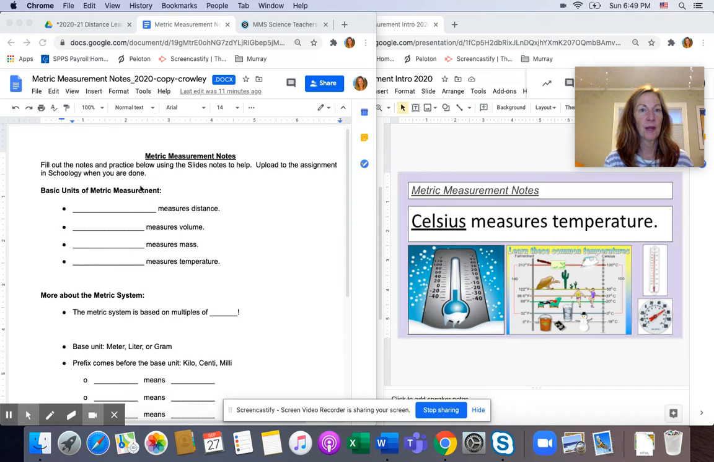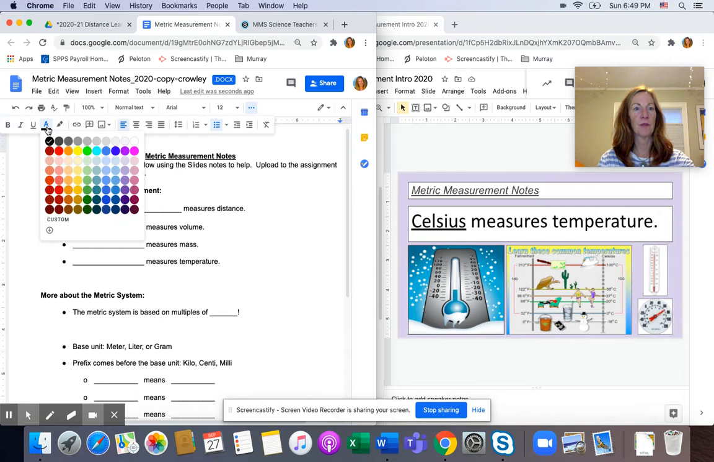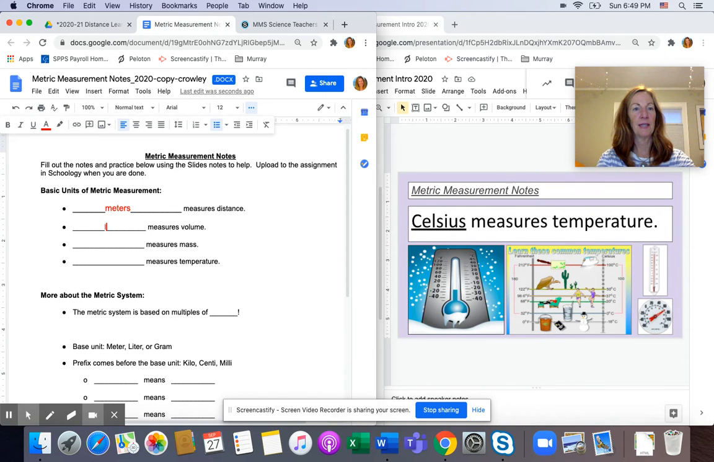So here we have, let's see, I should probably do it in color, right? So here, distance, do you remember what that is? Distance is meters. So like we have meter sticks in the classroom. So meters, volume is going to be liters. Oops, I was hoping it would just be red. Let's try it again, sorry. Liters and mass. I hope you remember, it's going to be in grams. Okay, so meters, liters, grams.